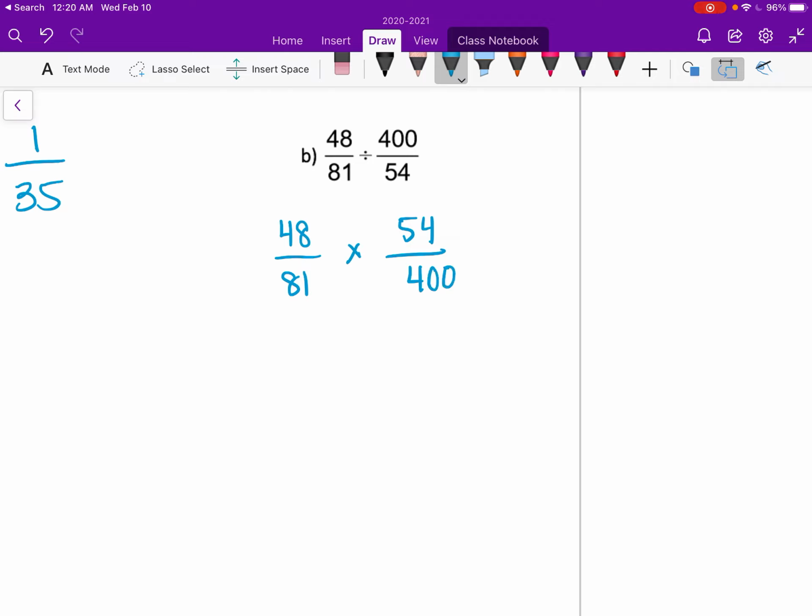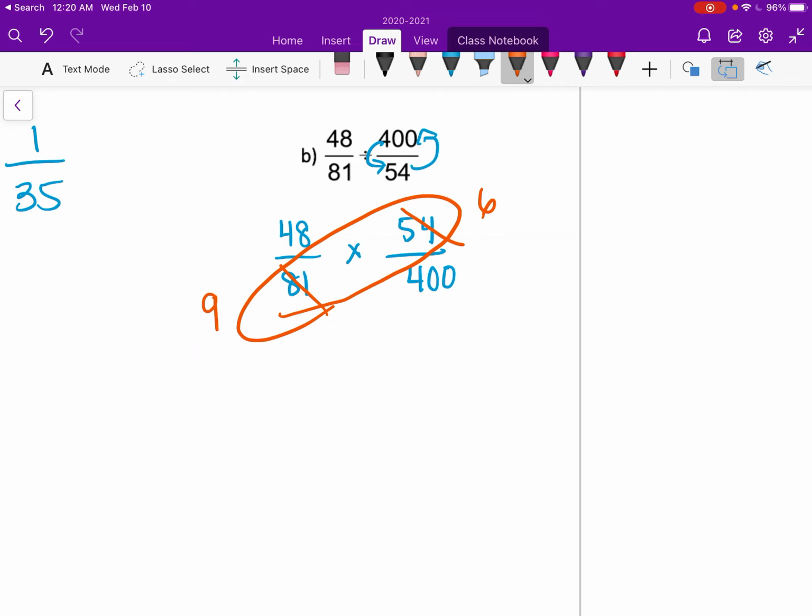You're just going to put the bottom number on top and the top number on the bottom, right? And now we're just going to multiply, right? We're going to use our butterfly method. So let's go with this one. I know if I have 81, I can divide it by 9, and 54 can be divided by 9. So 54 divided by 9 is going to be 6. 81 divided by 9 is going to be 9.